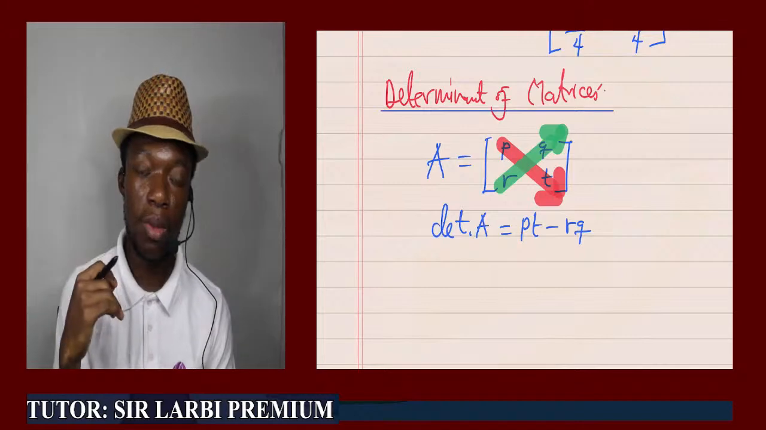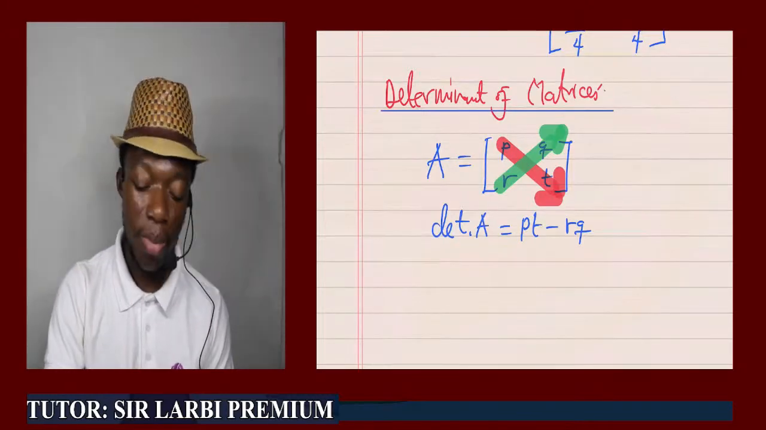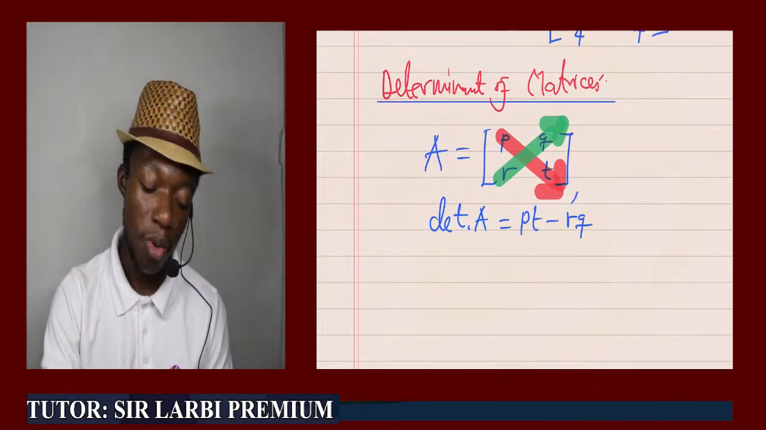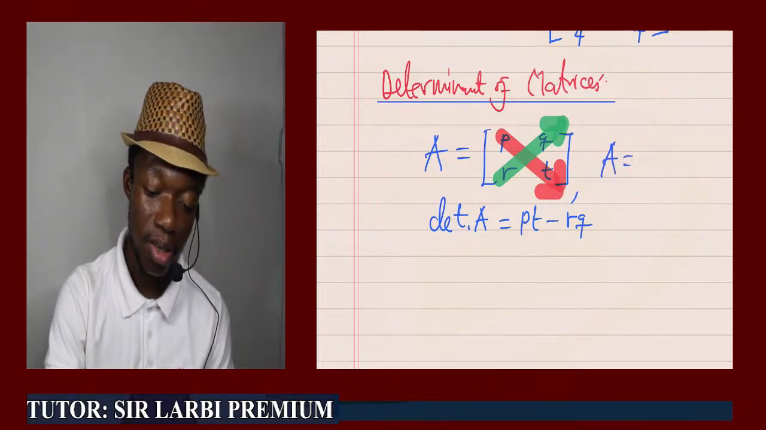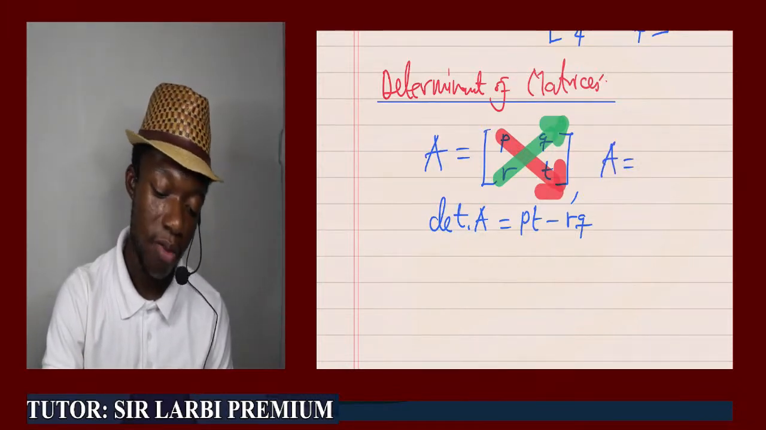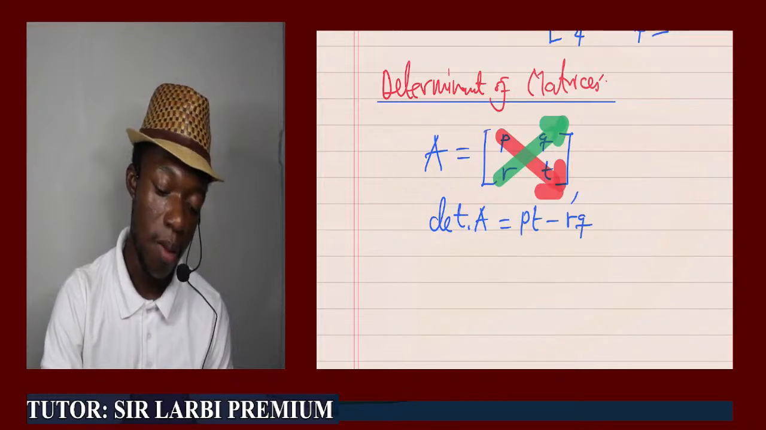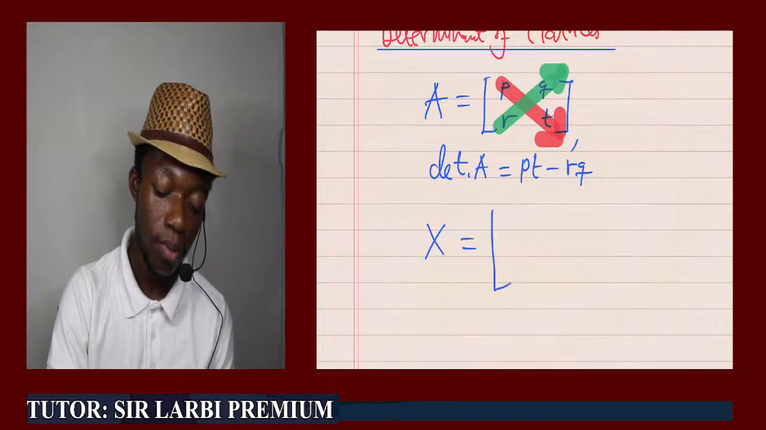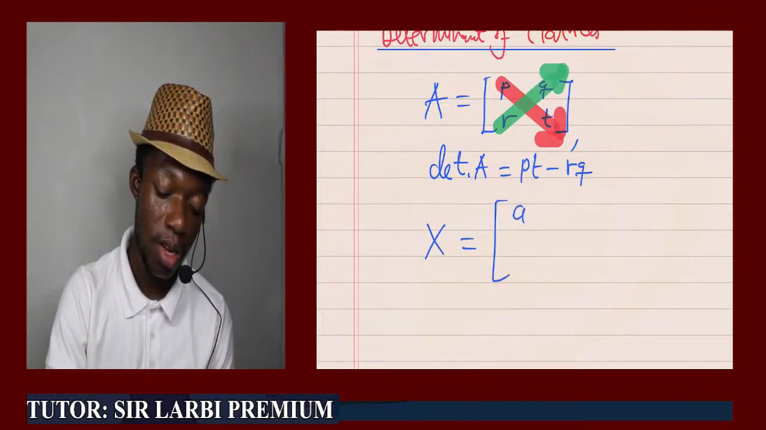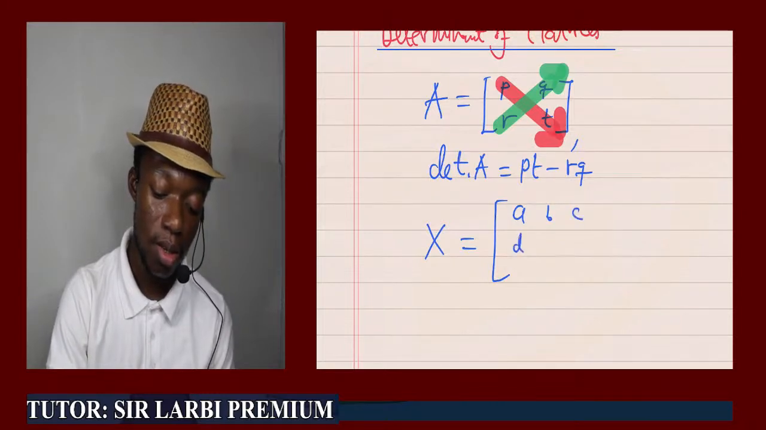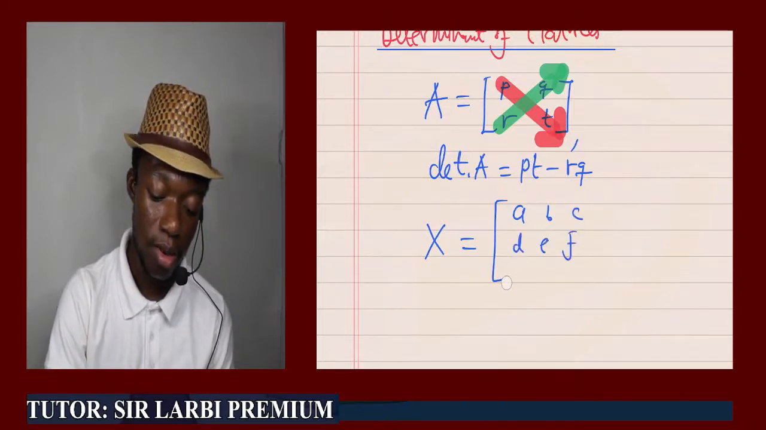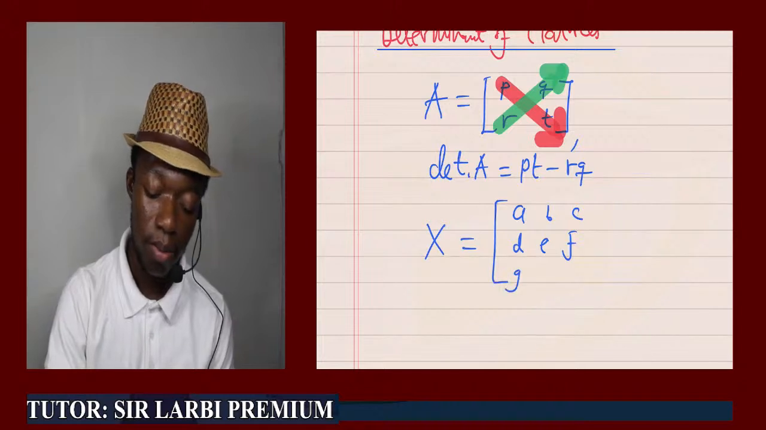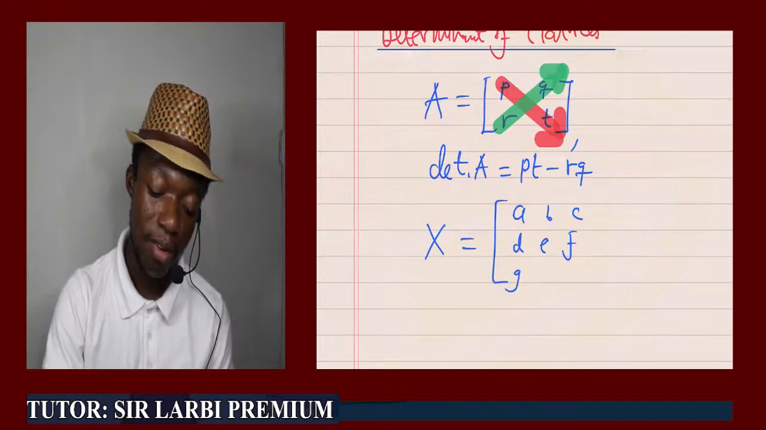So once we know the determinant of a matrix, we can also apply this same principle to a 3 by 3 matrix. Let's say I have X, and within the X, I have A, B, C, D, E, F, G, H, I.